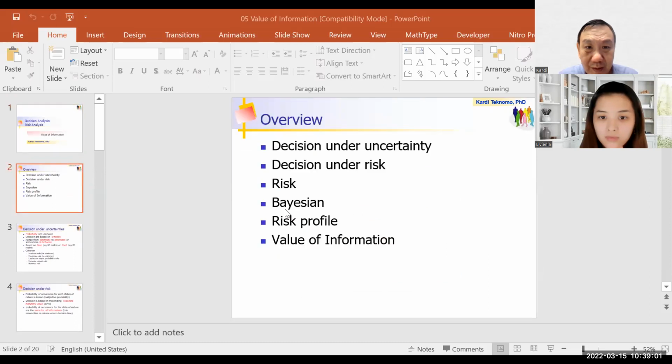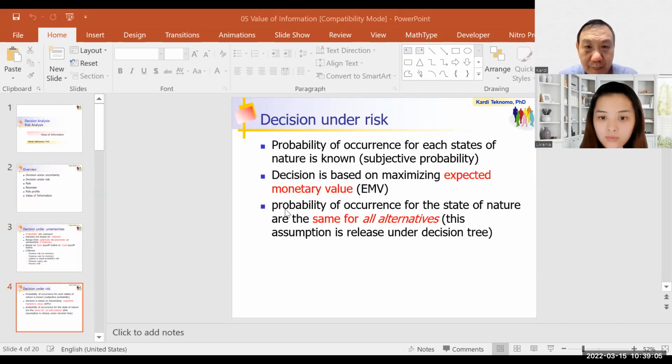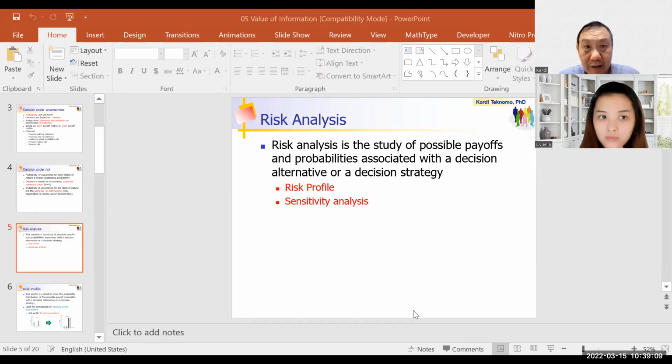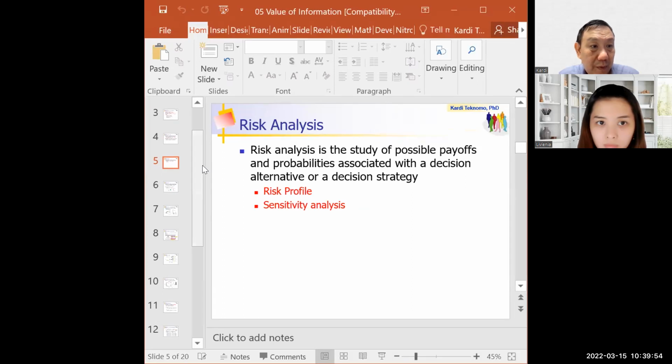So let's review. Once you get the decision tree, now you can do what is called risk analysis. Risk analysis is the study of possible payoffs and probabilities associated with a decision alternative or decision strategy. What's the difference between a decision alternative and a decision strategy? A decision alternative is just one alternative. A decision strategy is if you have a sequence of alternative decisions. Okay, so let's study about this.